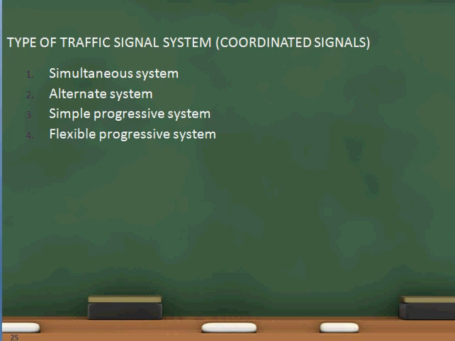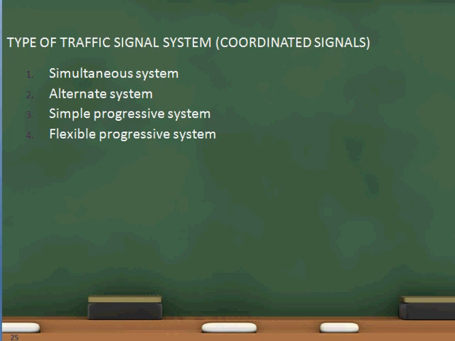Next is the simple progressive system. In the simultaneous and alternate systems, all the intervals will have fixed times and will not vary according to the traffic. But in the simple progressive system, according to the traffic flow, we will be changing the phase intervals based on the traffic, and we will be improving the traffic flow. So it is not like simultaneous or alternate. It will be designed such that maximum green is obtained. For that we change the phase and phase times or intervals accordingly.